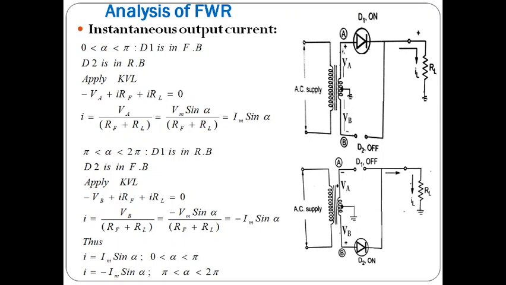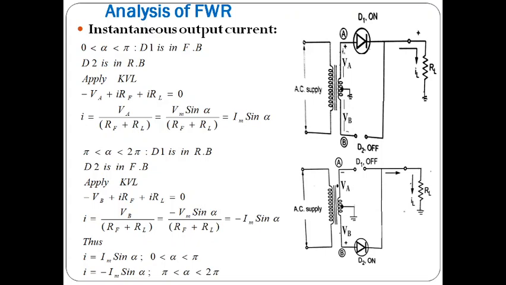And in the time period of π to 2π, diode D1 is reverse biased, diode D2 is forward biased. By applying the KVL, it is minus VB plus I RF plus I RL. From that we can write I equals VB by RF plus RL. So VB equals minus VA. So we can write minus Vm sin α by RF plus RL, which equals minus Im sin α. Therefore we can write I equals Im sin α in the time period of 0 to π, and I equals minus Im sin α in the time period of π to 2π.